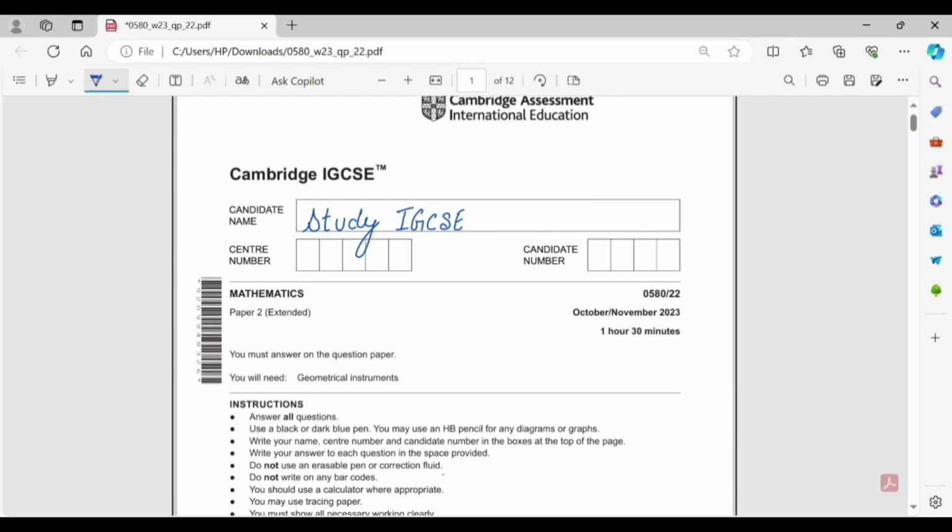Guys, welcome to my series IGCSE past paper. Today I am going to solve IGCSE extended maths paper 2, October-November 2023.